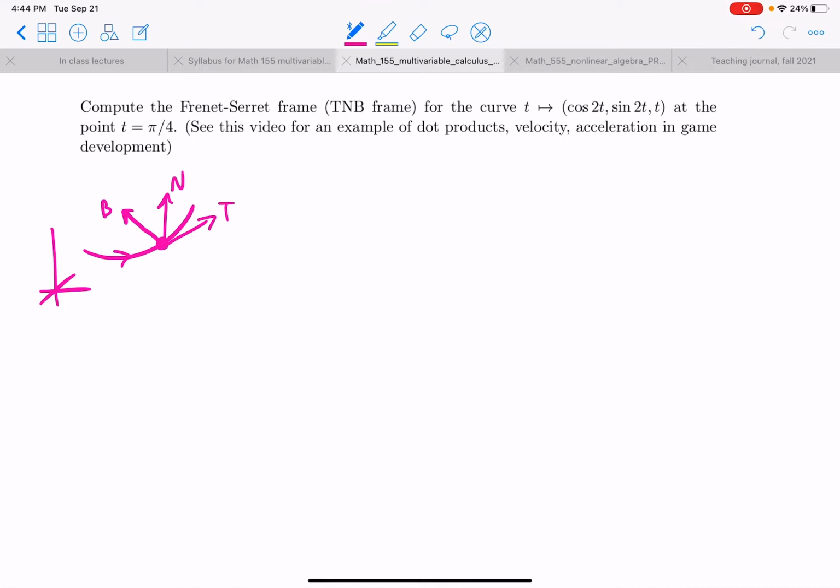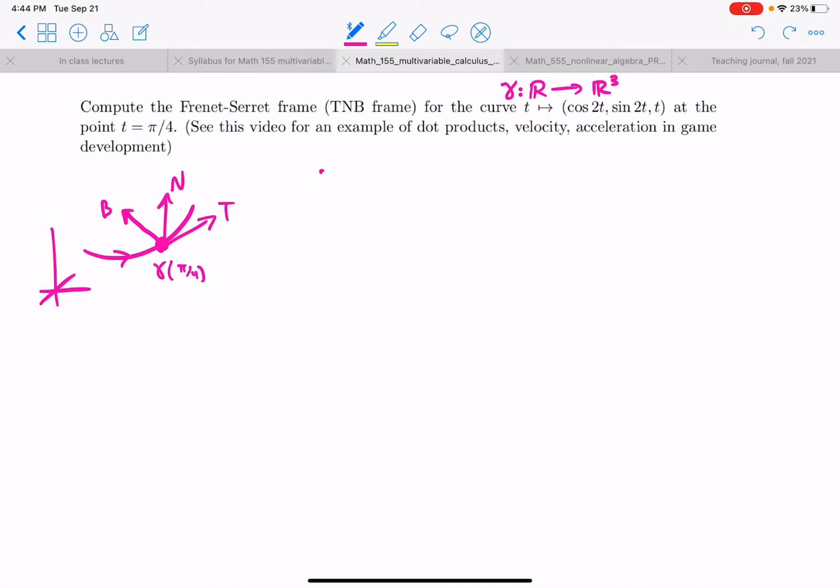Okay? And this point right here is our point gamma of pi over 4, which means evaluate the map gamma. I'm calling it gamma. Evaluate it at t equals pi over 4, and it gives you a point in three-dimensional space, and this is that point. Okay. So that's sort of the cartoon. And now how do we do it?